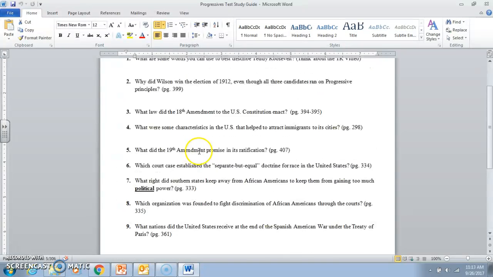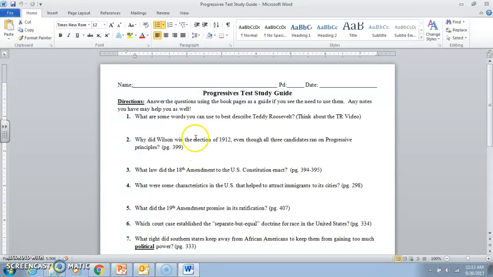This is going to be due October 3rd. Again, October 3rd. It's a week from today, which is Tuesday. The test will be on October 3rd as well. I will collect the study guides before you take the test, and then you will get a homework grade for them. So please make sure you come with this completed.